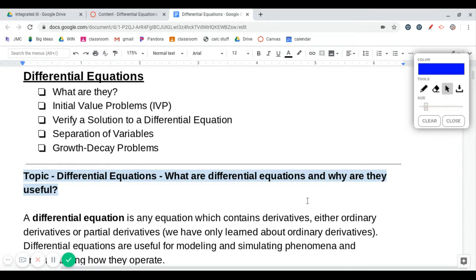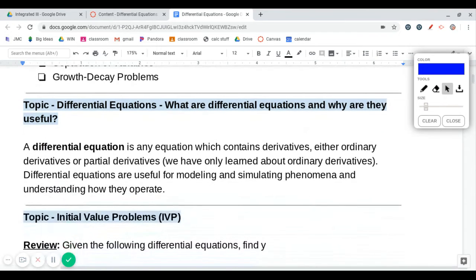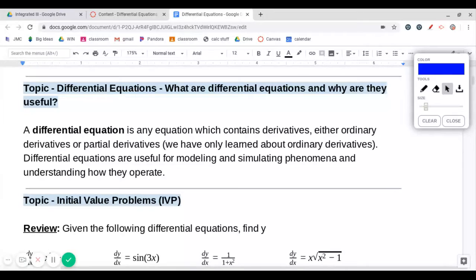So, differential equations, what are they? It is any equation which contains derivatives. You've seen it before, dy/dx equals x squared. So either ordinary derivatives or partial derivatives. We haven't learned partial derivatives. You'll learn those in college.